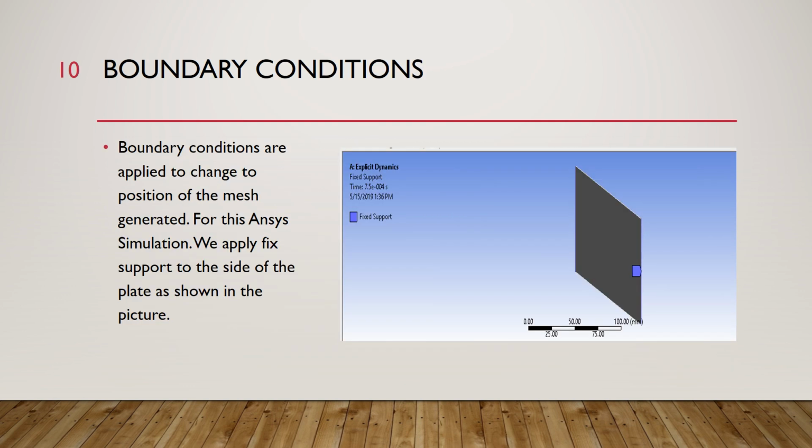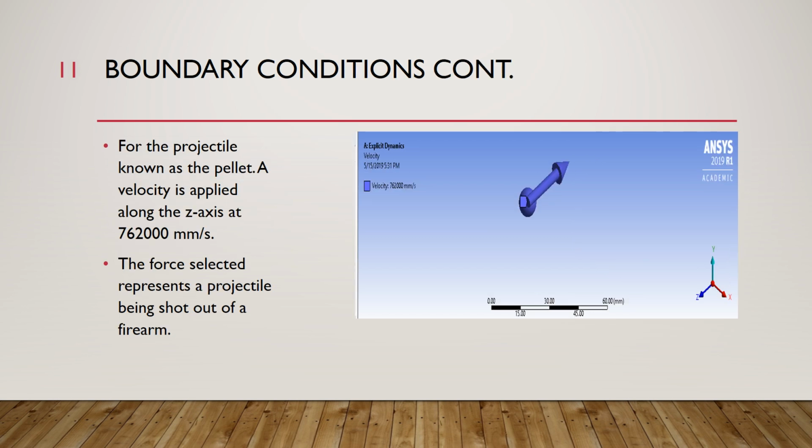Boundary conditions are applied to change the position of the mesh generated. For this ANSYS simulation, we apply fixed supports to the sides of the plate as shown in the picture. For the projectile known as the pellet, a velocity is applied along the z-axis at 762,000 millimeters per second. The force selected represents a projectile being shot out of a firearm.